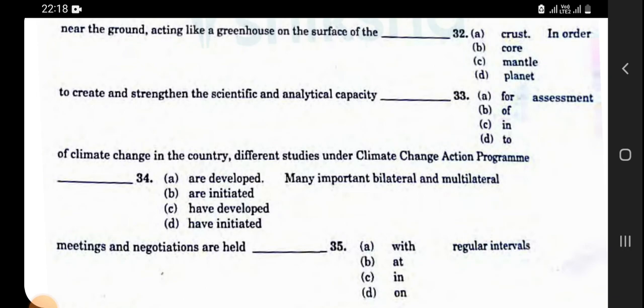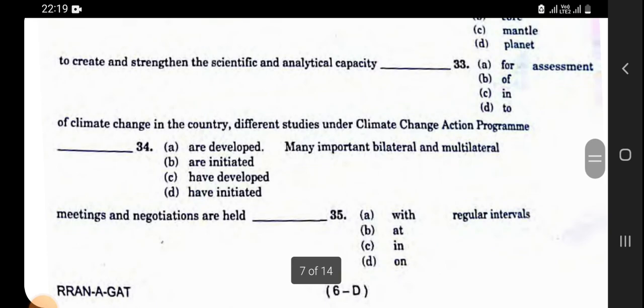Of climate change in the country, different studies under climate change action program have been developed, have been initiated. So climate change action programs are developed.